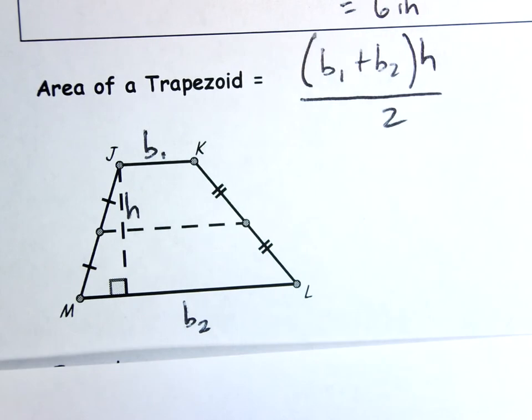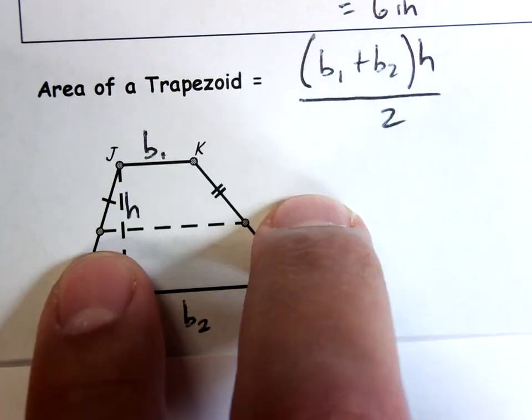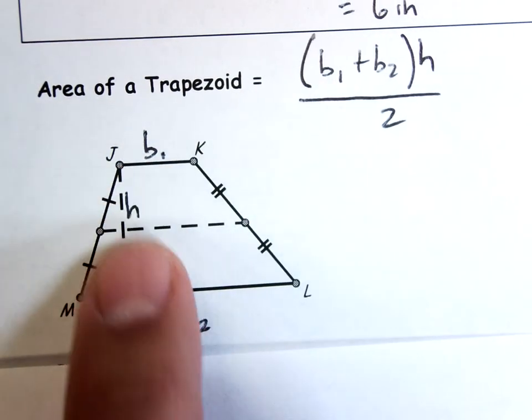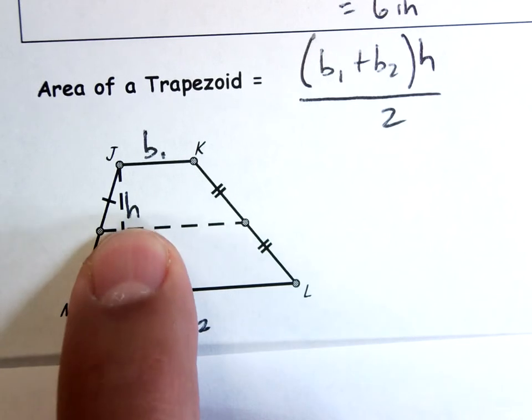Again, what's important about the height is that it must be perpendicular to your bases. So these two legs are not your height. It's the section that's perpendicular to your bases. So this would be your h right here.